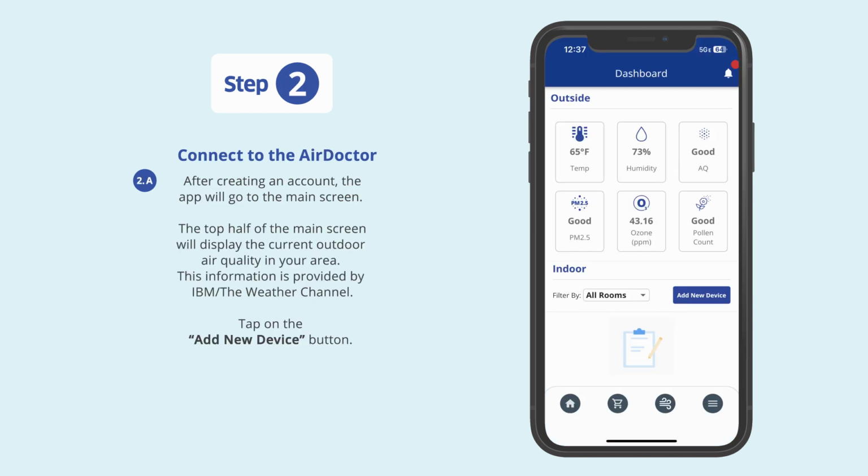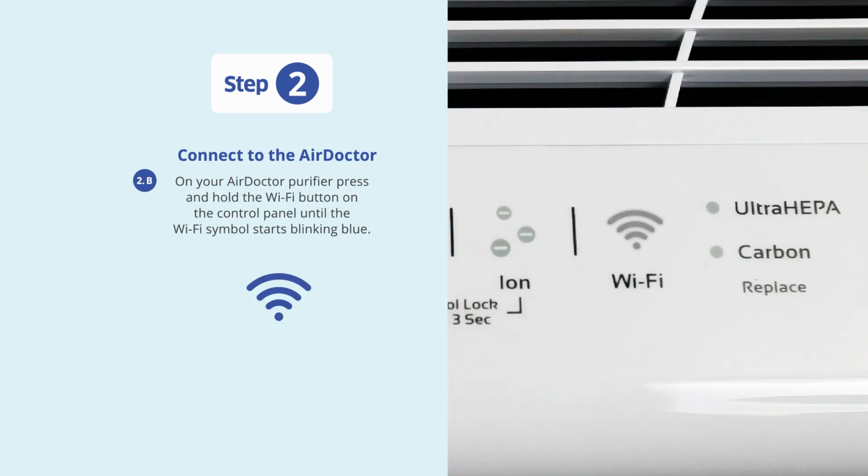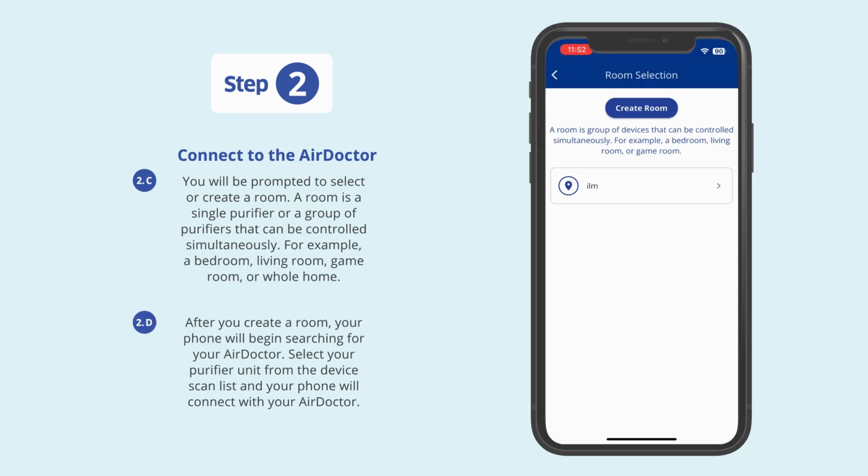Step 2. Connect to the AirDoctor. After creating an account, you'll see the current outdoor air quality in your area, provided by IBM, the Weather Channel. Tap on the Add New Device button. Now, on your AirDoctor purifier, press and hold the Wi-Fi button on the control panel until the Wi-Fi symbol starts blinking blue. Select or create a room, like a bedroom or whole home.